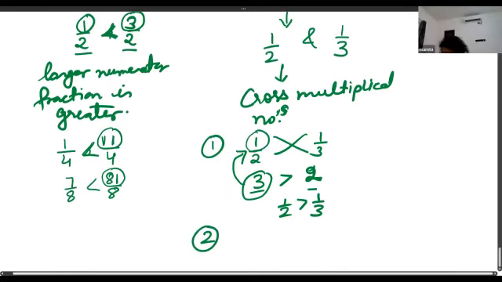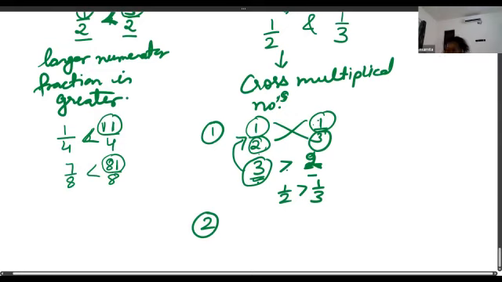The first fraction numerator with the second fraction denominator, cross multiply these two numbers, it is 3. Then cross multiply the first fraction denominator with the second fraction numerator. In cross multiplication you get only one number each. Which multiplication is more? 3 is more than 2, and the fraction corresponding to 3 is 1/2. So 1/2 will be more than 1/3. This is the simplest, easiest way.